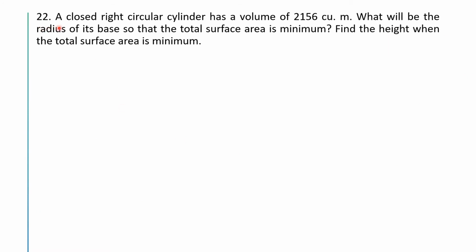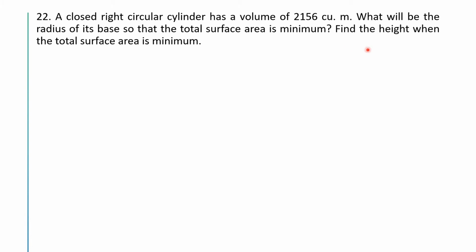Next question. A closed right circular cylinder has a volume of 2156 cubic meter. What will be the radius of its base so that the total surface area is minimum? Find the height when the total surface area is minimum. So here it is given a closed right circular cylinder has a volume of 2156 cubic meter. We have to find the radius of its base so that the total surface area is minimum, and also we have to find the height.